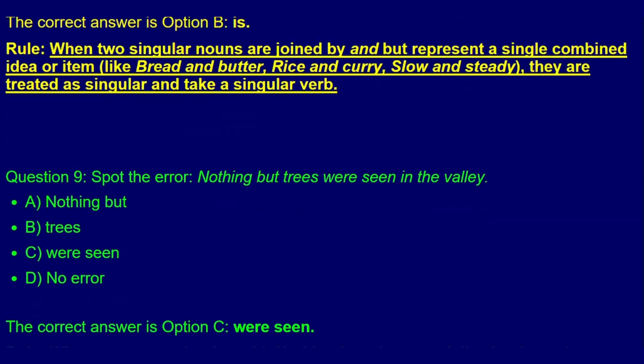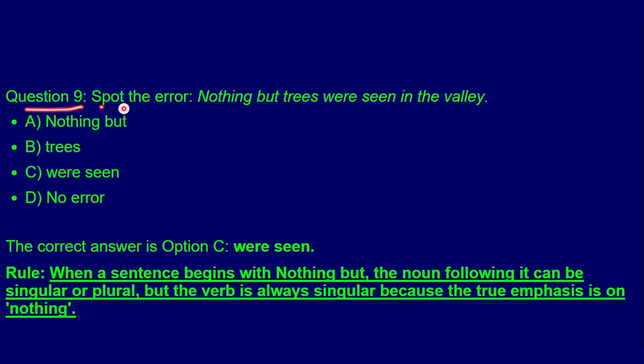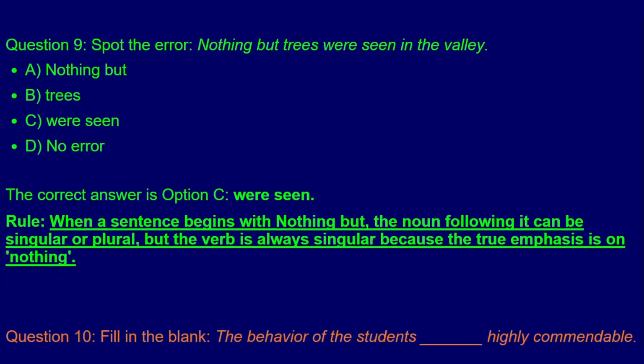Question 9. Spot the error. Nothing but trees were seen in the valley. A. Nothing. B. Trees. C. Were seen. D. No error. The correct answer is option C. Were seen. When a sentence begins with nothing but, the noun following it can be singular or plural, but the verb is always singular because the true emphasis is on nothing. Change were seen to was seen.